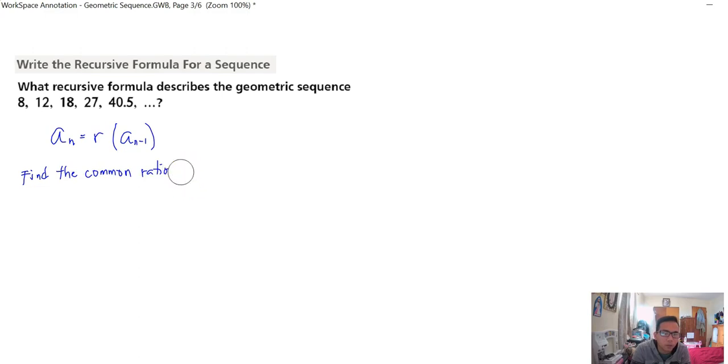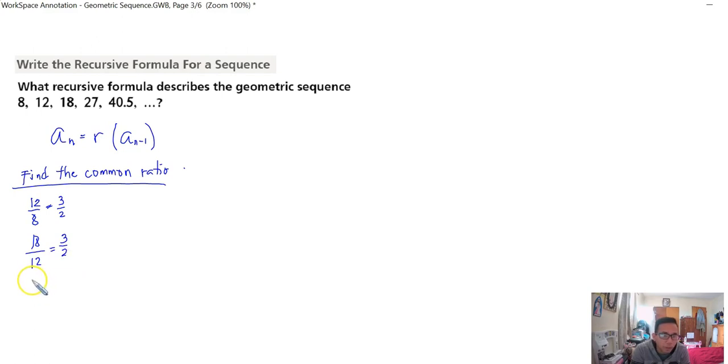Okay, so we have to find the common ratio. I get my second term, which is 12, and divide that by 8. That will give me 3 over 2. Then 18 over 12 is the same, 3 over 2.